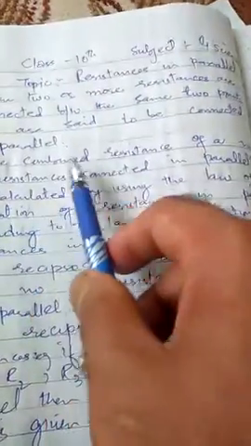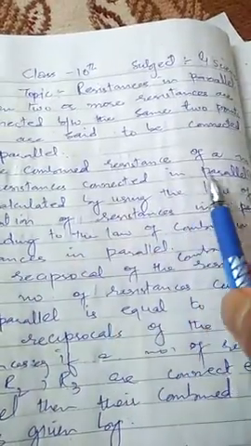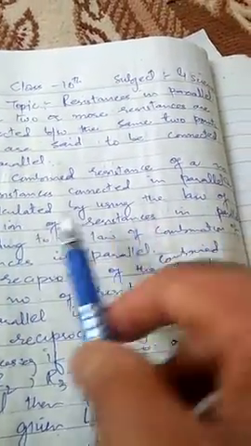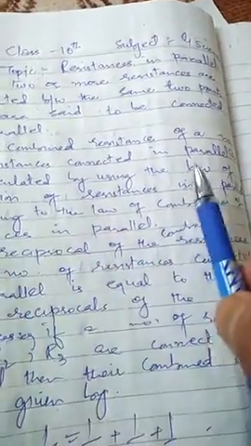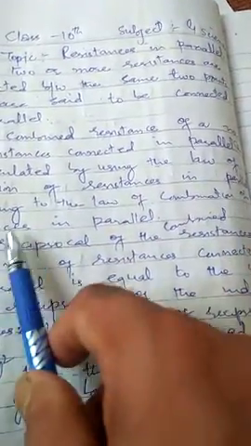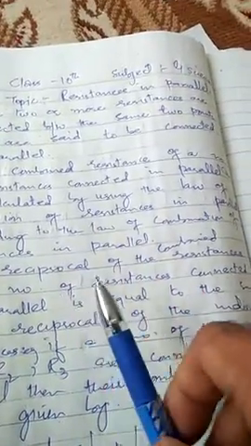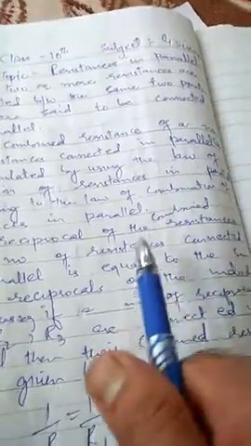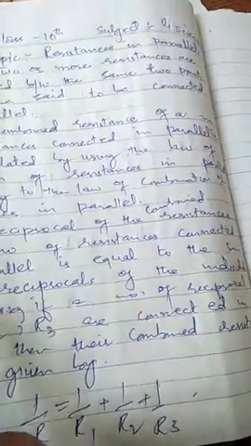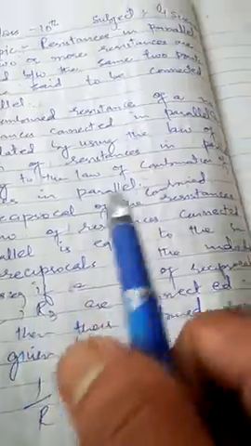The combined or total resistance of a number of resistances connected in parallel is calculated by using the law of combination of resistances in parallel. According to the law, the reciprocal of the combined resistance of a number of resistances connected in parallel is equal to the reciprocal of the individual resistances.